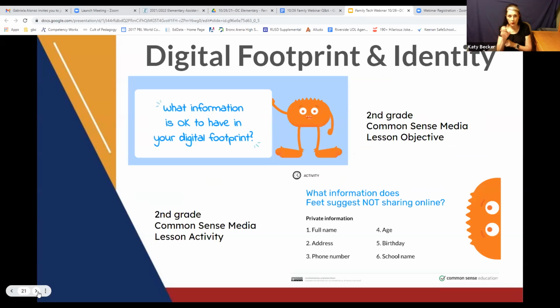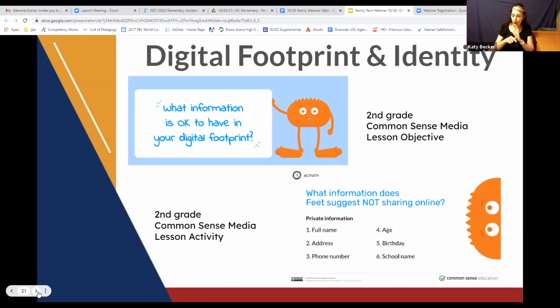Okay, so earlier I referenced comparing a second grade lesson to a sixth grade lesson. And these are a couple of screenshots from a second grade lesson. Here in RUSD, we utilize Common Sense Media to help us create our lessons, or actually they create the lessons for us. And this is a great website, which I'm going to share with you all later.